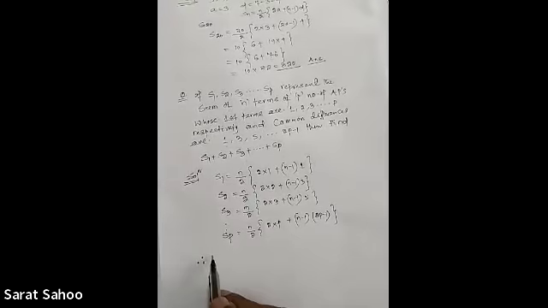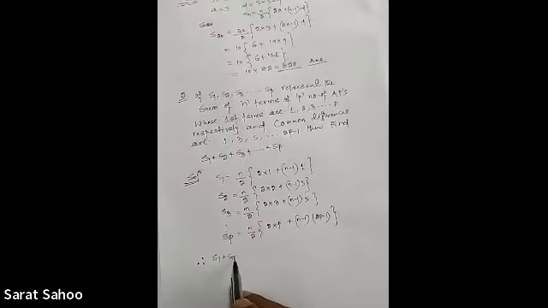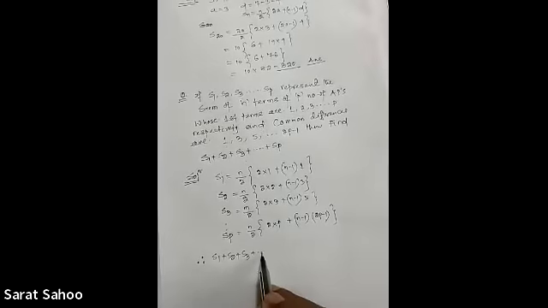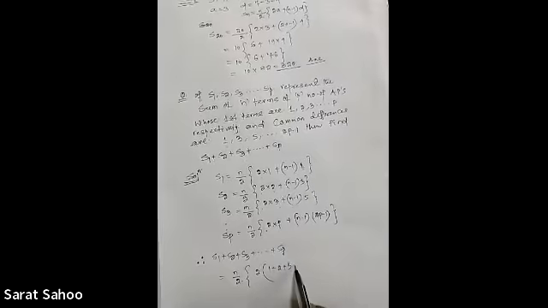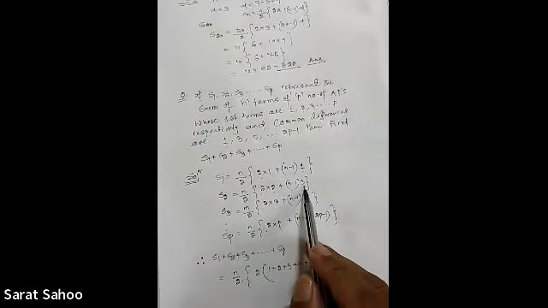Thus S1 plus S2 plus S3 up to SP equals: each of the expressions contains n by 2, so we can take n by 2 as common. n by 2 times (2 into 1 plus 2 into 2 plus 2 into 3 plus 2 into P, so 2 times (1 plus 2 plus 3 up to P), plus n minus 1 into 1, n minus 1 into 3, n minus 1 into 5, so n minus 1 times (1 plus 3 plus 5 up to 2P minus 1)).